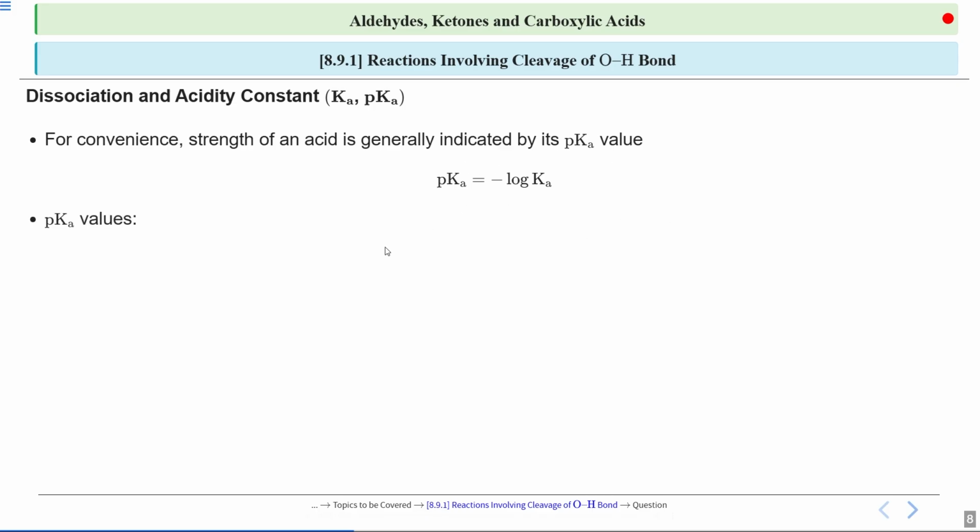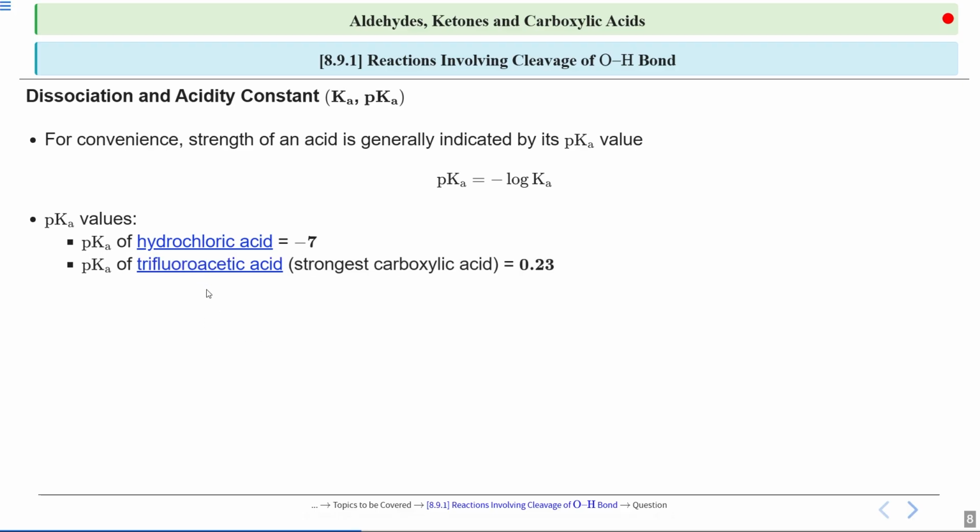Now we will see the pKa values for different acids. The pKa value of hydrochloric acid is -7. Now see, it is -7. This indicates that hydrochloric acid is a very strong acid. Next, if we talk about trifluoroacetic acid, this is the strongest carboxylic acid, and its pKa value is 0.23. This shows that trifluoroacetic acid is also a very strong acid, but it is not as strong as hydrochloric acid.